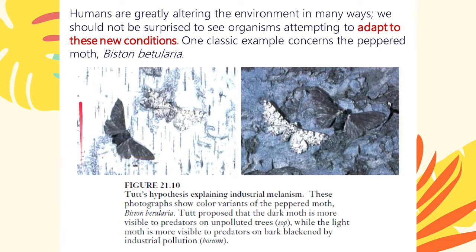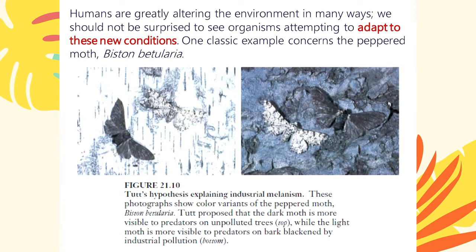With unpolluted trees as their background, the light-colored moths have higher chances of survival because they can camouflage themselves and blend with their environment. The dark-colored moths can easily be seen by their predators, so they get eaten easily. They will not be able to reproduce, and eventually their numbers will dwindle within the population.